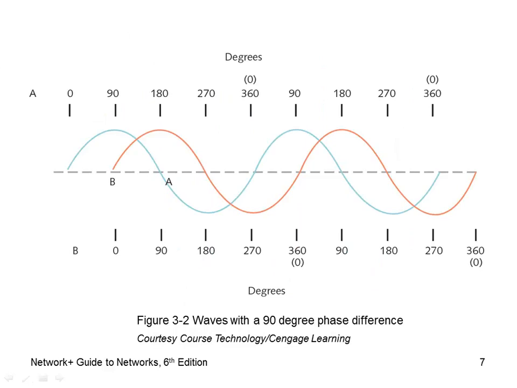Here they're showing that you've got two signals with what they call a 90-degree phase difference. And what that means is if you look at this, two waves sent at the same time, when one is at its highest, the other is at its lowest.